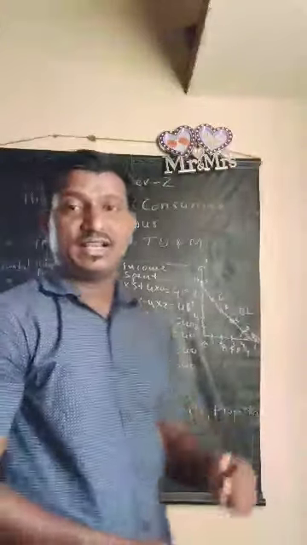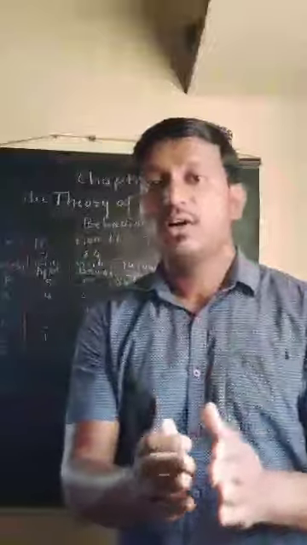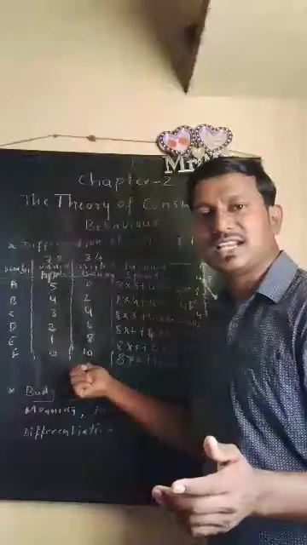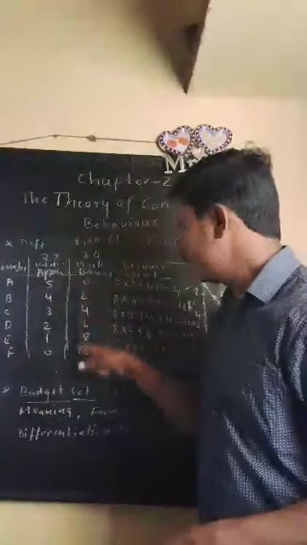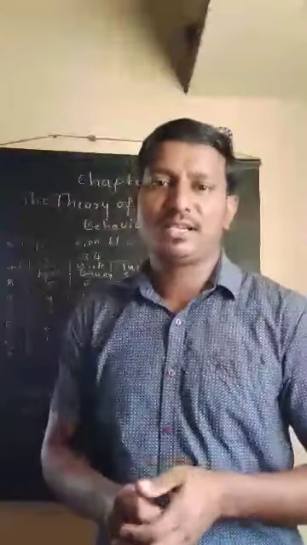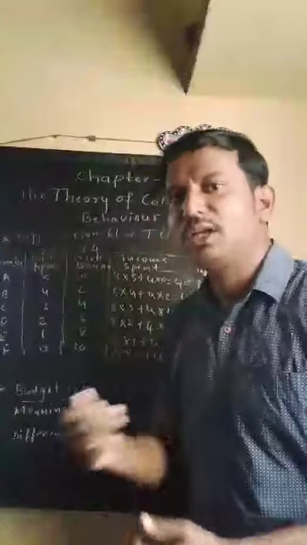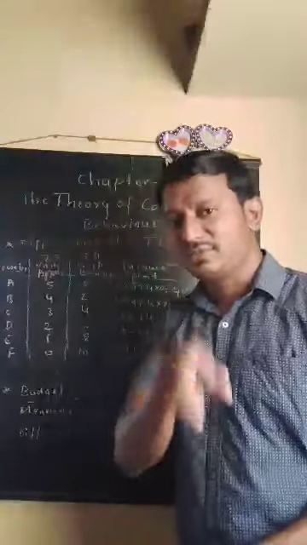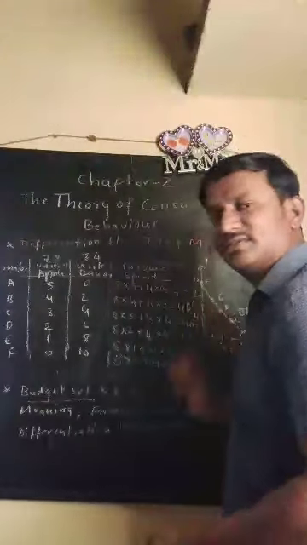And last, at F, 0 of apple. I can't purchase apple because the price of banana itself is 4, and I can maximally purchase 10 units of banana. So 4 into 10 comes to 40, so I can't purchase any units of apple. In this way I can make different combinations within the availability of income, and I can draw a line which is called the budget line.